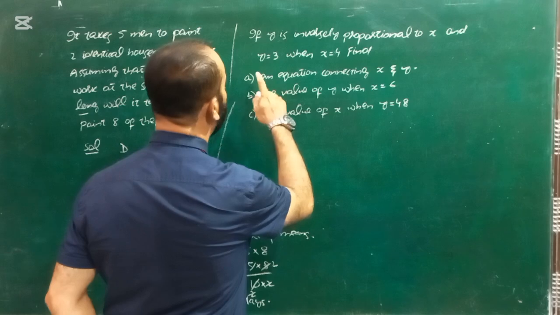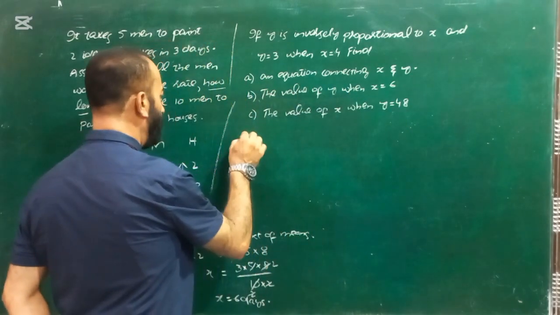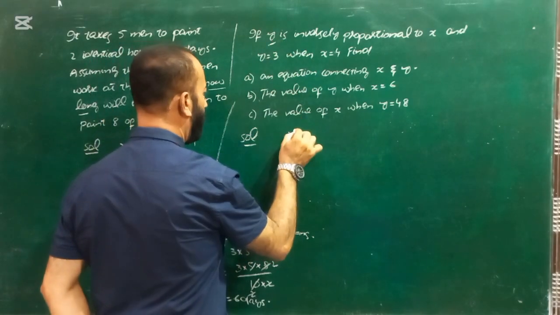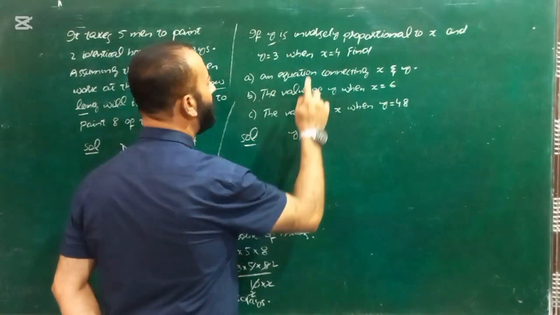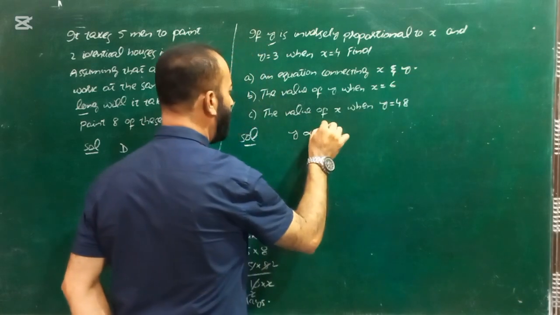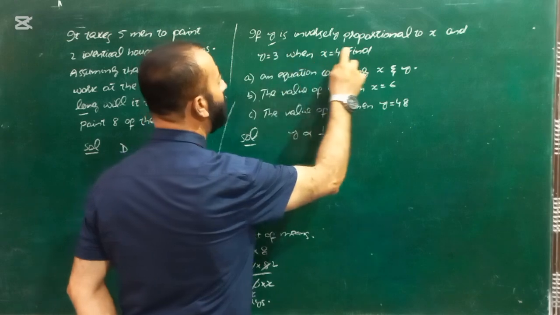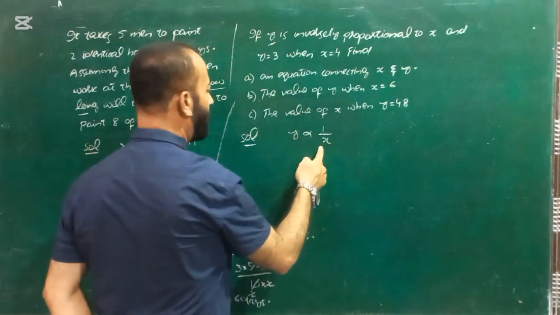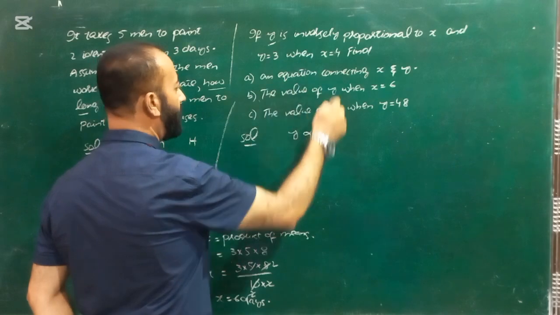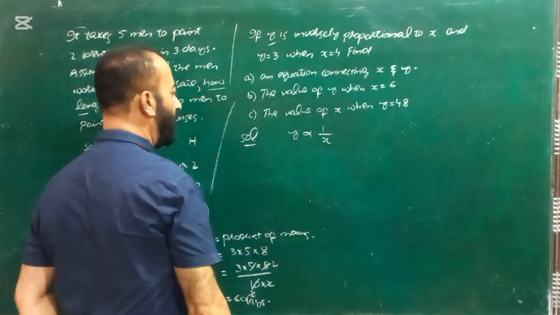The statement is: if y is inversely proportional to x. So look now, because y is inversely proportional, the other quantity will be written in the denominator. So 1 over x. If y is inversely proportional to x, this is the method to write it down. And y is 3 when x is 4. Part A, an equation connecting x and y, is the requirement.